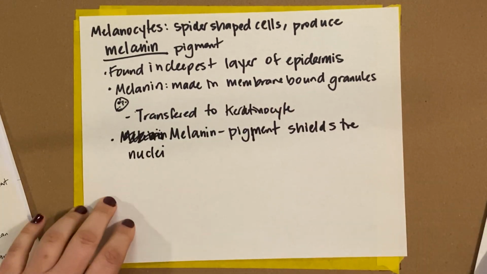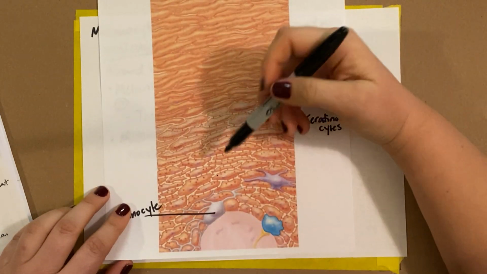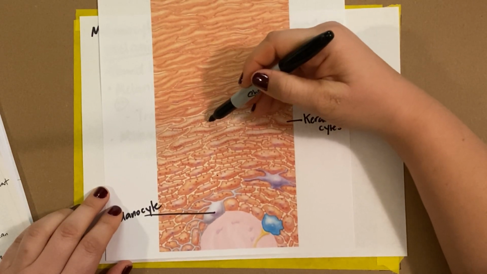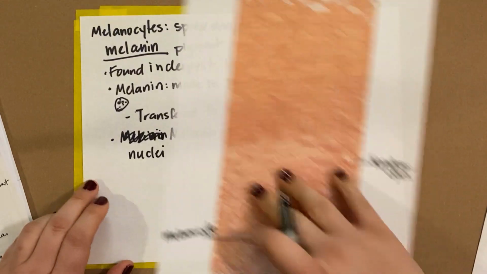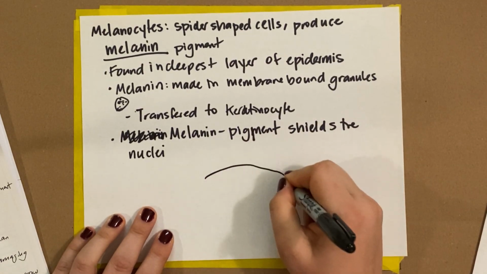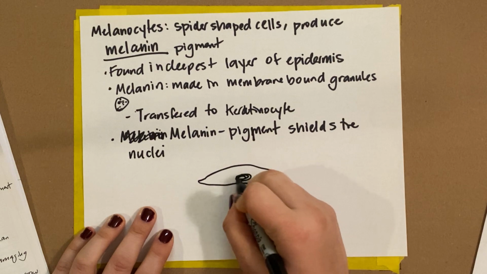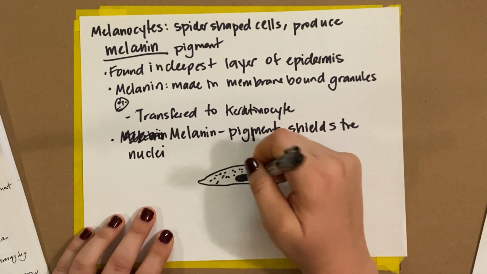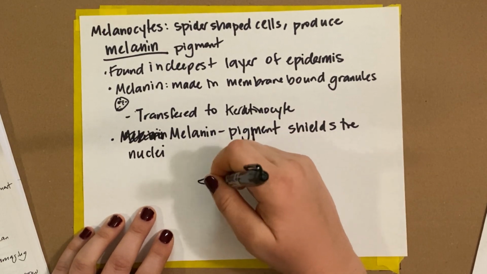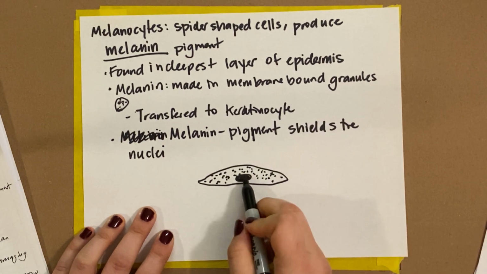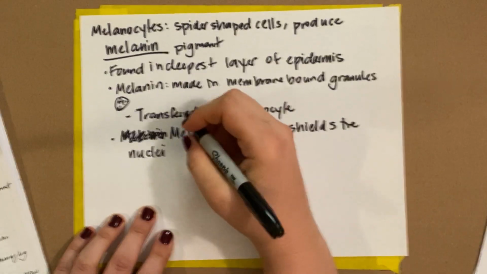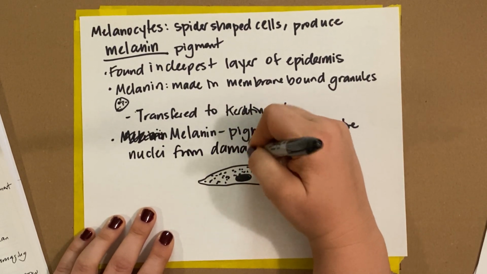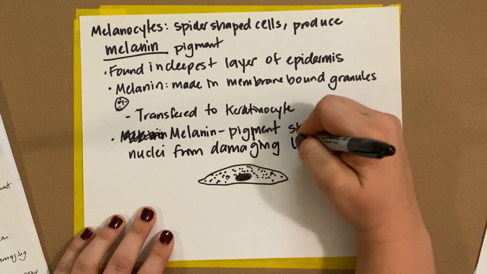of the cell. It's difficult to see in these pictures, but basically the melanin granules will be on top of, let me just draw this. If we have our cell, and then here is our nucleus. The melanosomes, which are the granules, membrane bound, will be on the top side of the nucleus, and they are shielding the nucleus from UV, from damaging UV radiation.